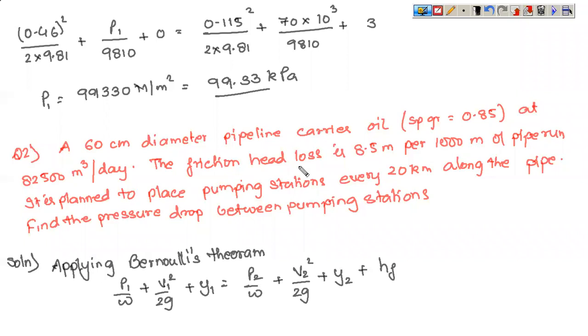Now let us apply Bernoulli's theorem. So Bernoulli's theorem says that P1 by W plus V1 square by 2G plus Y1 is equal to P2 by W plus V2 square by 2G plus Y2 plus friction loss. अब फ्रिक्शन लॉस आउटपुट में जोड़ा गया है. ठीक है, आउटपुट में क्यों जोड़ा गया है? क्योंकि इनपुट में तो यहाँ पे पंपिंग स्टेशन लगा ही था, यहाँ पे जो लॉस है वो एग्जिट पे आपका कवर अप होगा.